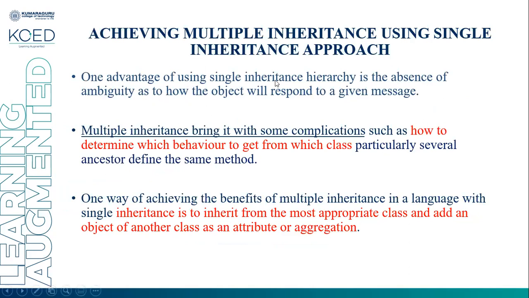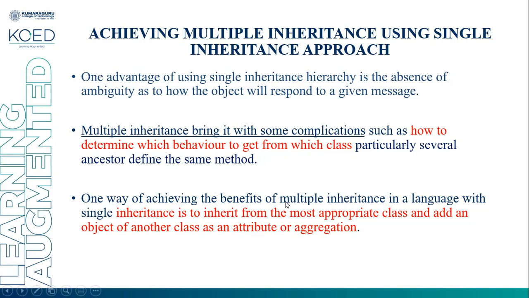One advantage of using a single inheritance hierarchy is the absence of ambiguity as to how the object will respond to a given message. Single inheritance eliminates the ambiguity. Multiple inheritance brings some complications, such as how to determine which behavior to get from which classes. This is a general ambiguity of multiple inheritance. Particularly, several ancestors define the same method. That is a problem. Then determining which behavior to get from which class is very complicated.